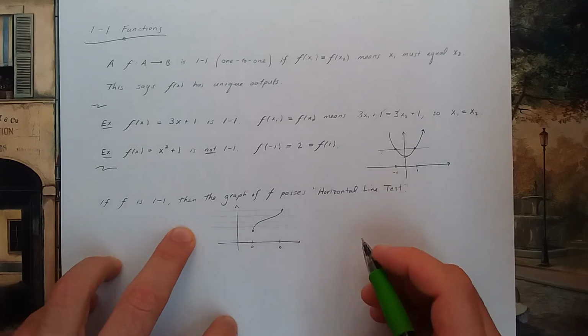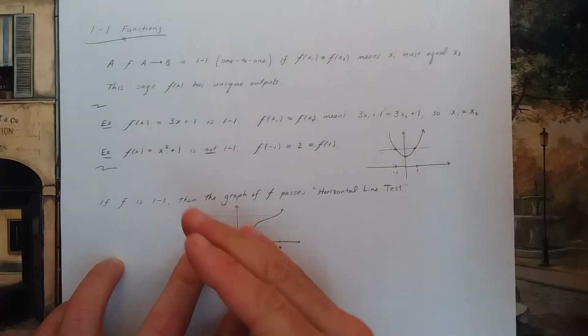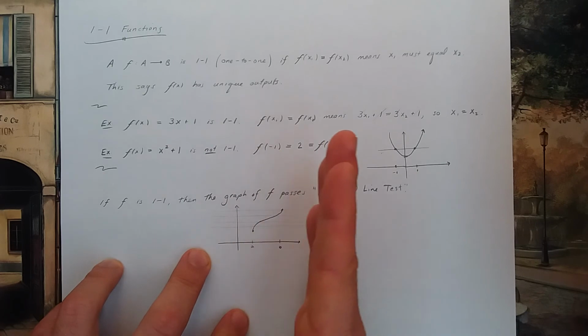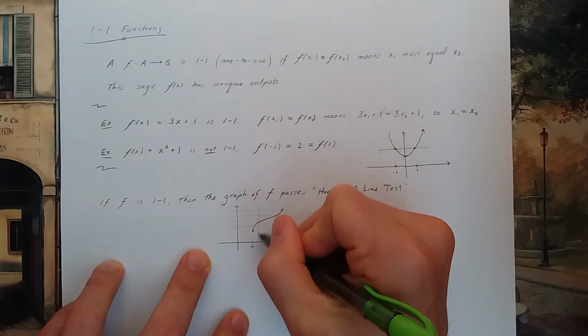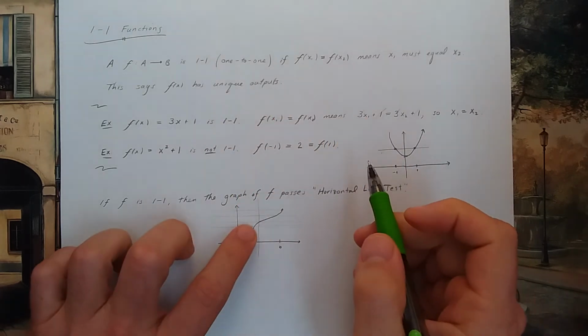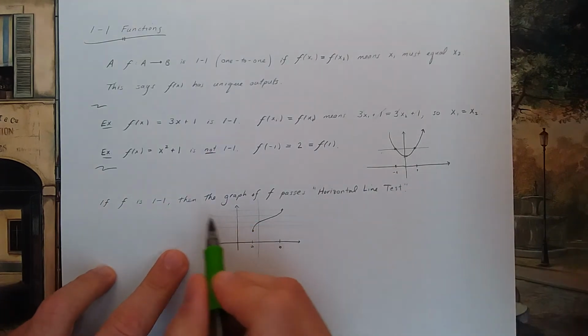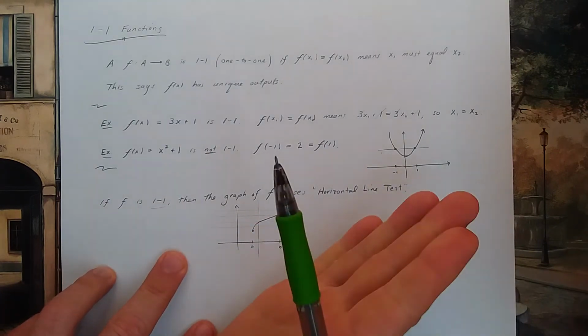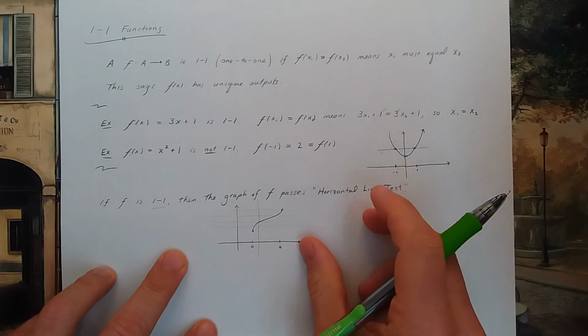This is an analog to the vertical line test. Every single function must pass the vertical line test, meaning that any vertical line intersects the graph in at most one location. But to be one-to-one, it also passes the horizontal line test.